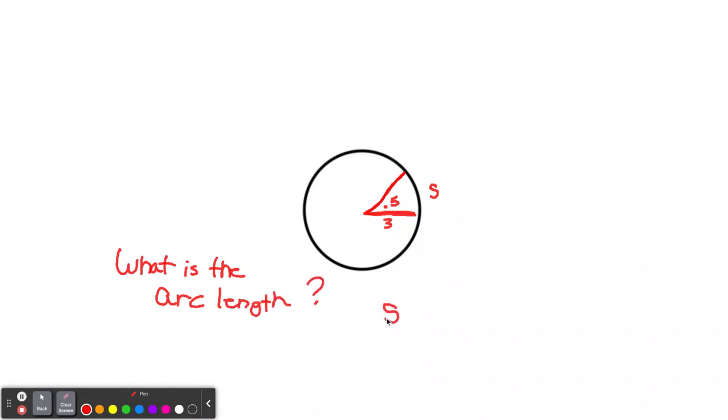Well, we know that S equals theta times radius. We know that theta is 0.5 radians, and we know the radius is 3. So the arc length would be 1.5 units, right? 1.5 units. Let's do a few more.